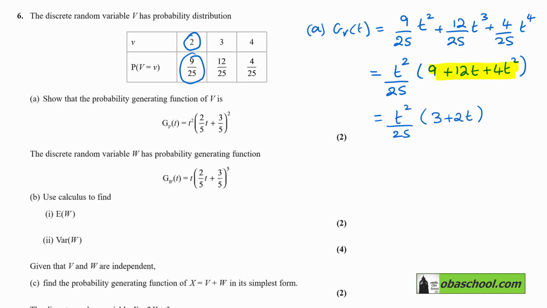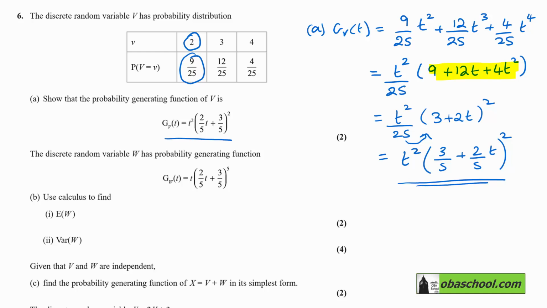2t) all squared. And then to get the expression that we have here, we can put the 25 back inside the square bracket. But remember, it goes inside a square bracket, so it needs to be 5. So it's going to be t squared, and then it will be (3/5 plus 2/5 t) all squared, which is this expression just here.